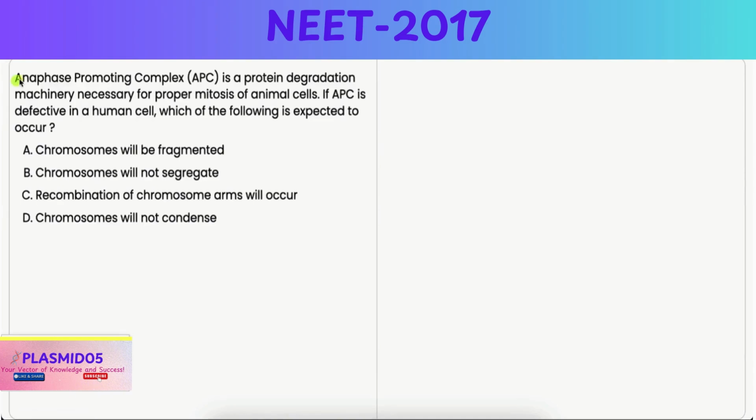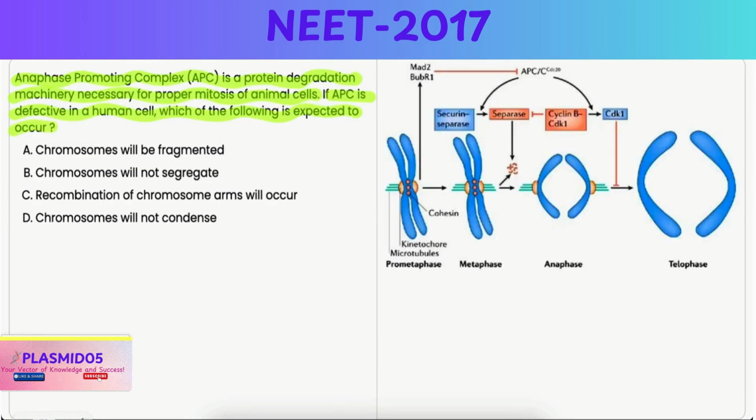Anaphase promoting complex, that is APC, is a protein degradation machinery that is necessary for proper mitosis of animal cells. Now, if APC is defective in human cell, which of the following is expected to occur? Now, APC is a protein complex that is necessary for separation of daughter chromosomes during anaphase. So, if APC is defective, then sister chromatids will remain attached and the chromosomes will fail to segregate or separate during anaphase. Hence, the correct answer is option B.